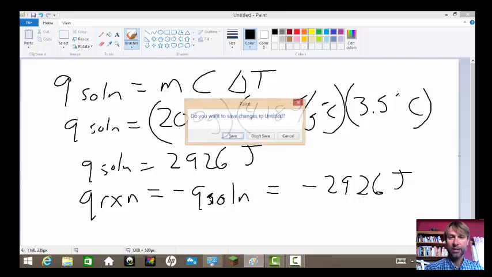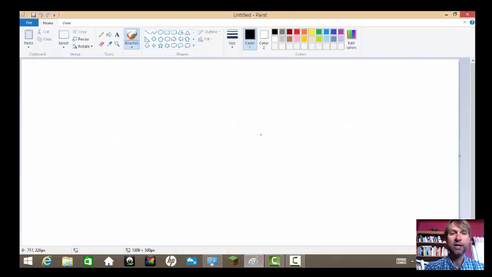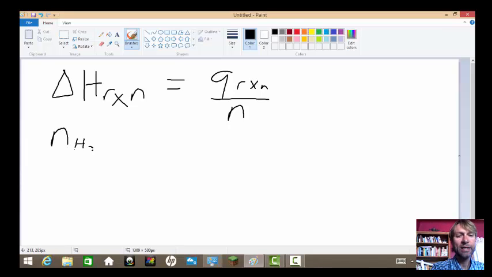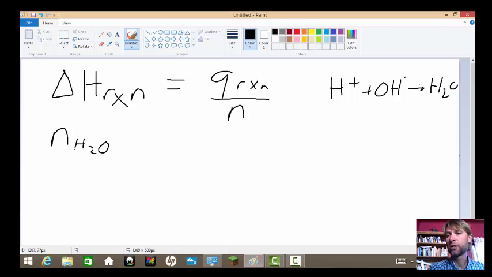So the last step is then to find the delta H of reaction, and delta H is given as a per molar quantity, joules per mole or kilojoules per mole. So it is going to be the Q of the reaction divided by the moles, n. Okay, now how do we find the moles? We know Q of reaction already, we just calculated it. The moles are going to be the moles of the product or one of the reactants, since it was all a 1-to-1 ratio. OH- goes to H2O.